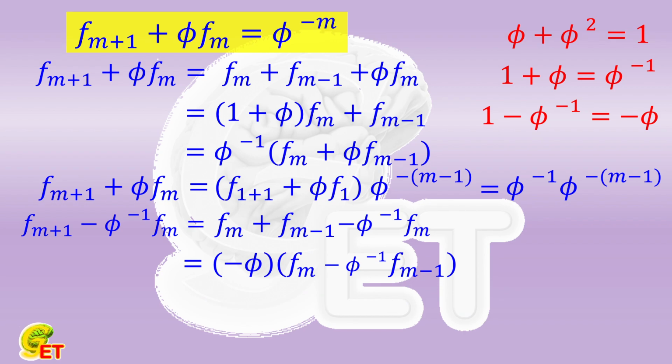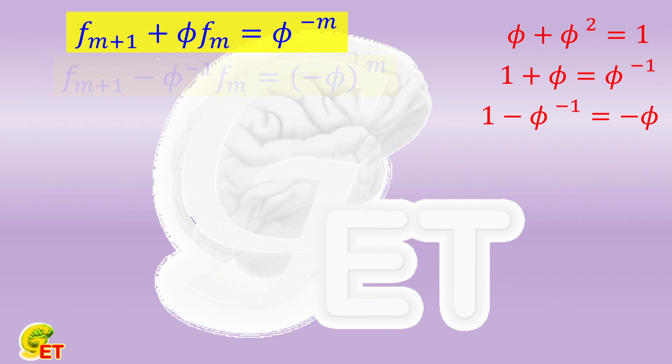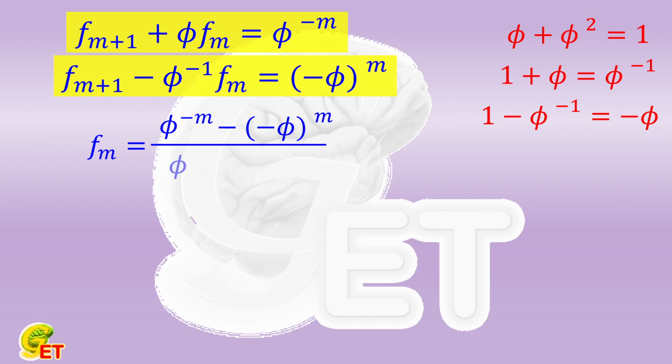The first term is F2 minus phi to the power of minus 1 multiplied by F1, or in other words 1 minus phi to the power of minus 1, which is still the same as the common ratio, equal to minus phi. Therefore, we get two linear equations about Fm plus 1 and Fm. It is very easy to solve them. By subtracting the second equation from the first one, we have Fm equals phi to the power of minus m minus the minus phi to the mth power, over phi plus phi to the power of minus 1. This is actually the general formula for the Fibonacci sequence.